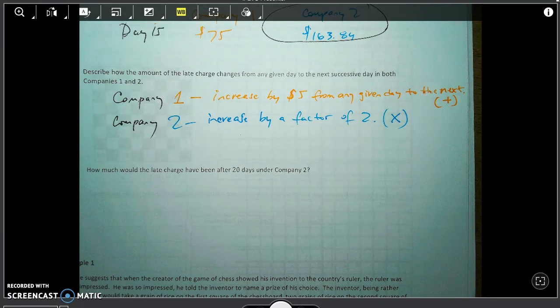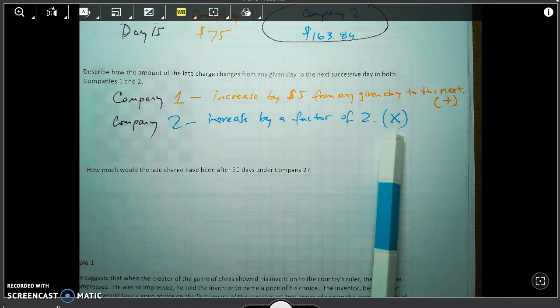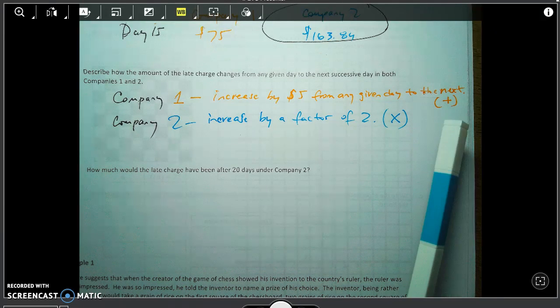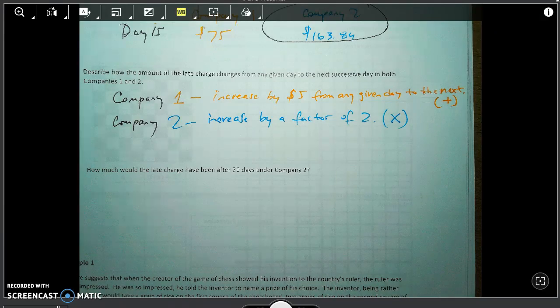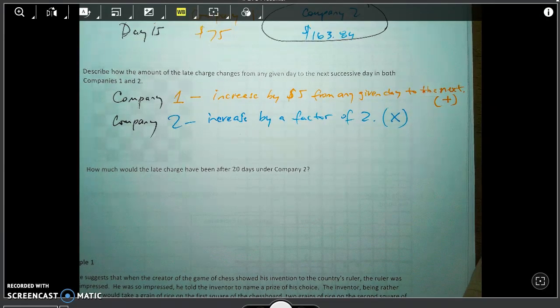So the answer for B is company 1 increases by adding $5. So we're adding $5 each day from any given day to the next following day. For company 2, though, the increase is by a factor of 2. So we're using multiplication. So that's why I put the multiplication sign in parentheses to know that we're multiplying. And for the top one, it's going to be addition. So put the addition sign.